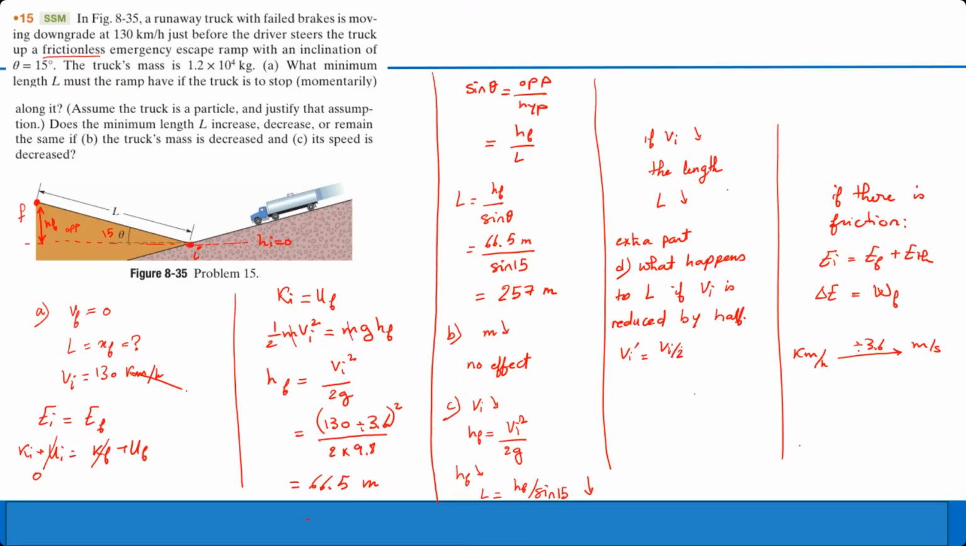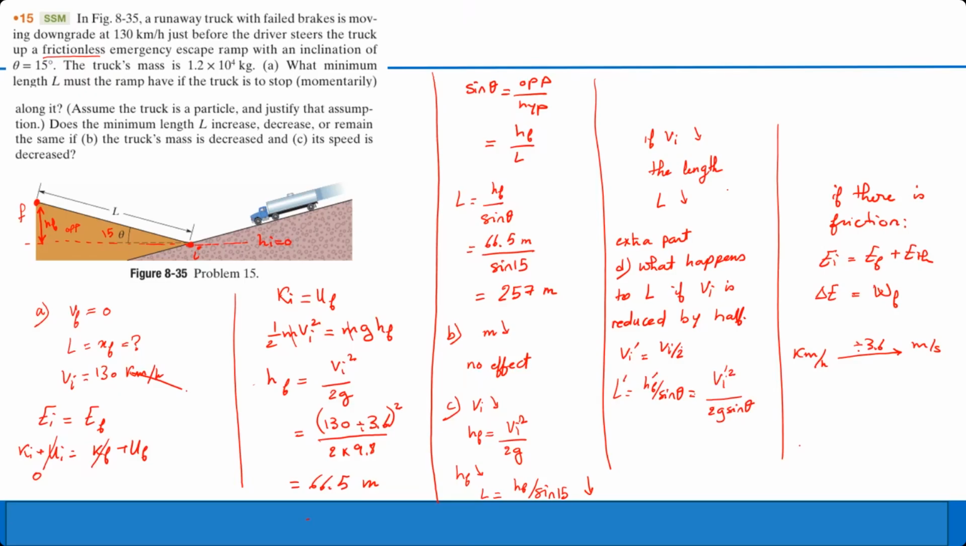Then I'll check what I calculated before. We found HF and then deduced L from it. So we wrote L to be HF over sine theta. And HF was VI squared over 2G. So that's the total formula for L. L prime will be HF prime, the angle theta is still the same, and HF prime will be VI prime squared over 2G.